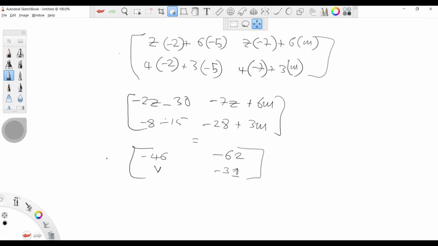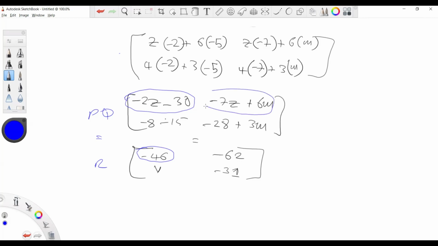Now, let me just change the color. Remember this is PQ, right? Since PQ is equal to R, the corresponding elements also have to be equal. So this is the first element of the first row. It has to be equal to this one because PQ is equal to R. Keep that fact in mind, okay? So that's what we're going to do for all of them. So also -7z plus 6w has to be equal to -62 because they are corresponding elements, right?